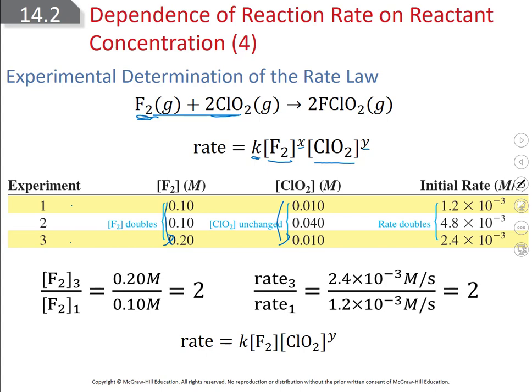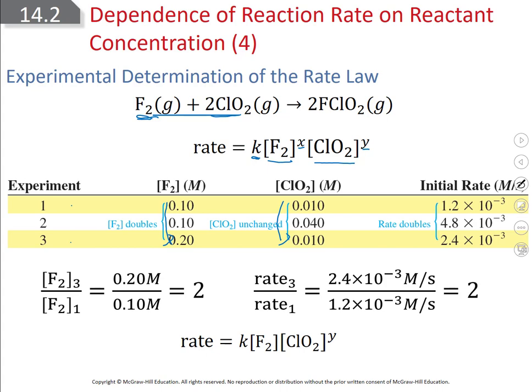Why is that important? We want to only change one variable at a time. If we compared, say, experiment 2 to experiment 3, we've changed both the concentration of fluorine and the concentration of chlorine dioxide. That won't tell us which one caused the change in the rate, so we have to only change one variable at a time. So comparing experiment 1 to 3, we've doubled the concentration of fluorine while keeping the other variable constant. And what happened to my rate? It doubled. So I doubled the concentration, it doubled the rate.